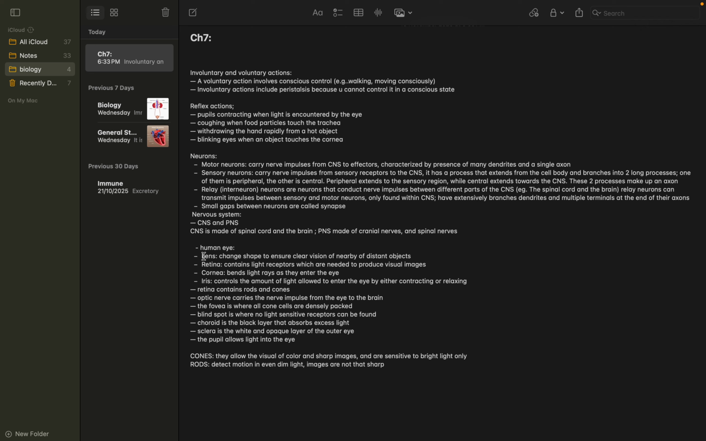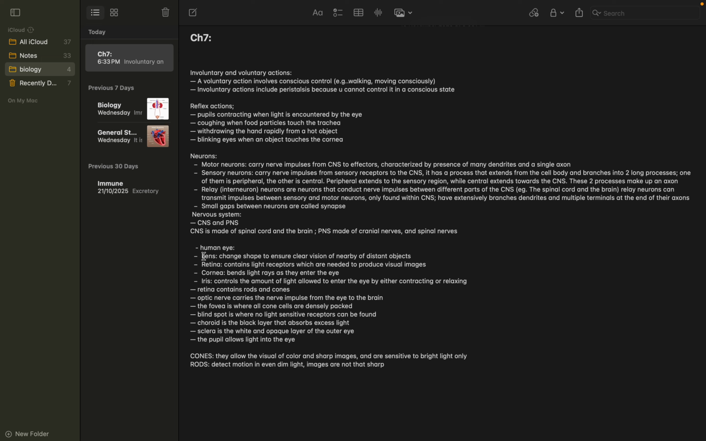Withdrawing the hand rapidly from a hot object. Obviously, when you accidentally touch any hot object or something heated, for example, hot pots or pans in general, if you touch that, you rapidly withdraw your hand from it because you know it's hot, and that's a reflex. When you blink your eyes when an object touches the cornea, if something touches your eye or comes in your eye and you blink, that's a reflex action after something touches your cornea.